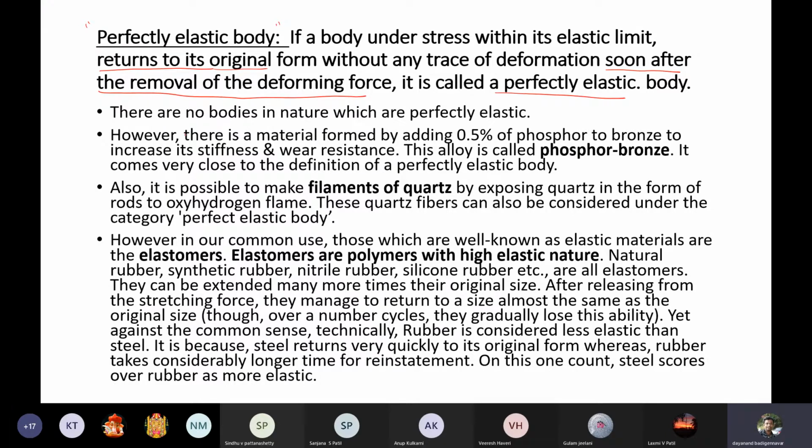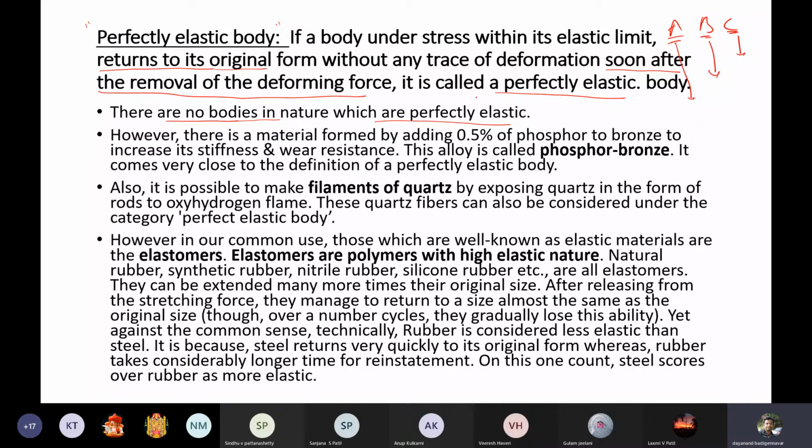Now keep in mind there are no perfectly elastic bodies in nature. We can only have a comparison. If I have three bodies A, B, C, then I can say A is an elastic material, B is also an elastic material, C is also an elastic material. C may be an ordinary elastic material, B may be a good elastic material, A may be better than these two.